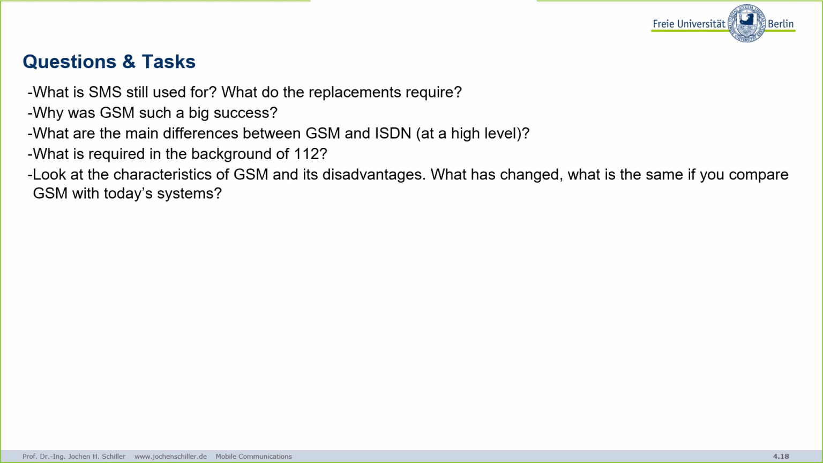Okay, so we talked a bit about the success. Why was it such a big success? Can someone come up with a key idea? It's not better or worse compared to other second generation systems. So why was this a success, the GSM?